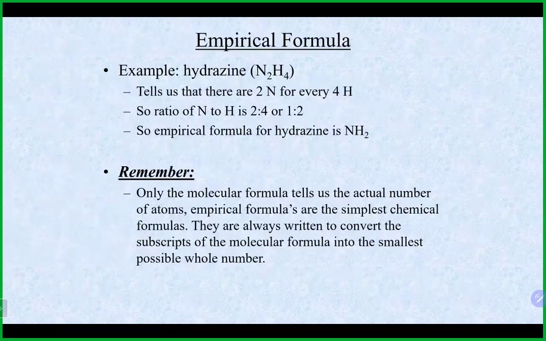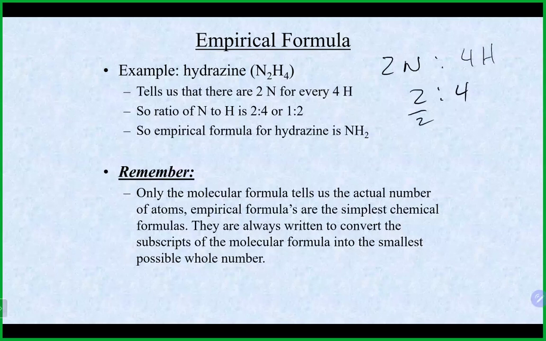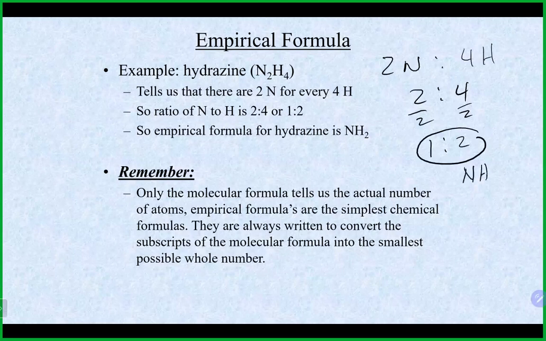All right, so here's again an example, N2H4. When we look at this, that's basically 2 nitrogens for every 4 hydrogens. That's a 2-to-4 relationship. You can divide everybody by 2, which gives you a 1-to-2 relationship. And that would get us to our empirical formula here of NH2 for our molecular formula of N2H4. Again, only the molecular formula tells you exactly how many of each of those elements are present. The empirical formula is just going to give you the simplest whole number ratio of the elements that are present.